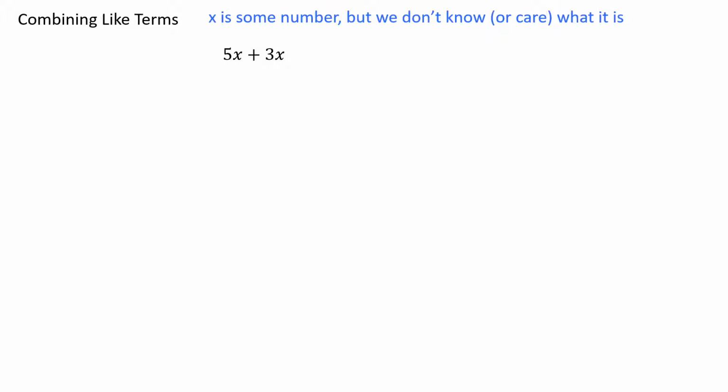Let's look at a topic called combining like terms. Here's an example. If we were going to combine these terms together, we have to first think of the perspective that x is some number, but we don't really know or care what number that might be. X could be 10 or 5 or a million or -2.